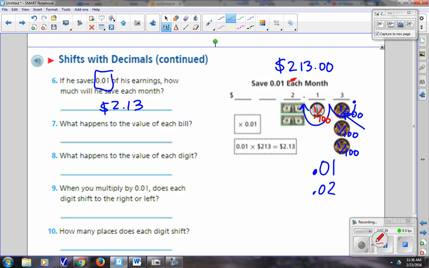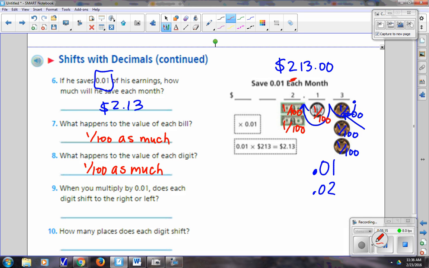Then here on the other page, we had $200 bills, right? What had they been changed into? To $1 bills. So a $1 bill is how much of 100? 1/100th. So what happens to the value of each bill? It's 1/100th as much. Okay. What happens to the value of each digit? It's 100th as much. Are you seeing the patterns?